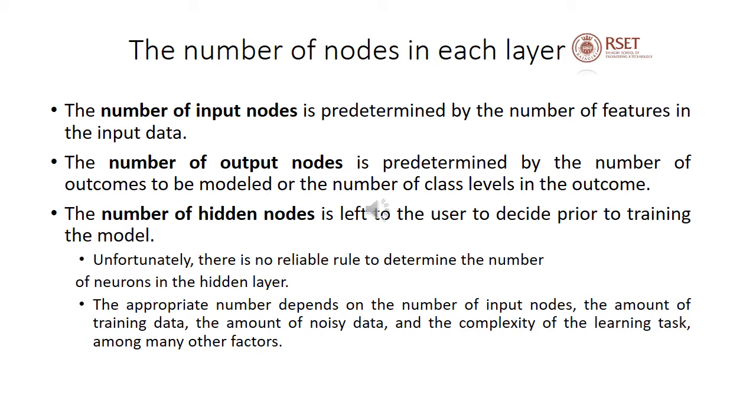Let's see the number of nodes in each layer. The number of input nodes is predetermined by the number of features in the input data. The number of output nodes is predetermined by the number of outcomes to be modeled or the number of class levels in the outcome. The number of hidden nodes is left to the user to decide prior to training the model. Unfortunately, there is no reliable rule to determine the number of neurons in the hidden layer. The appropriate number depends on the number of input nodes, the amount of training data, the amount of noisy data, the complexity of the learning task, and many other factors.